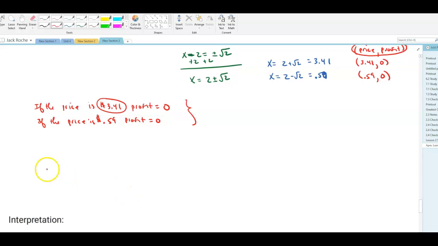So, real quick here, we complete the square for two reasons. One, to solve quadratic equations, and the other is to put it in vertex form. Know how to do each of them, and if you need another video, let me know.